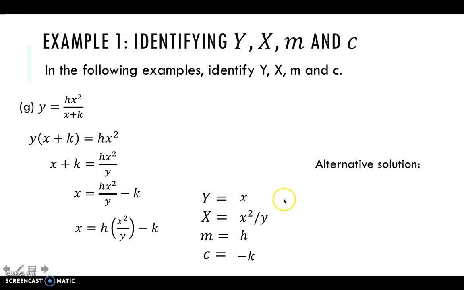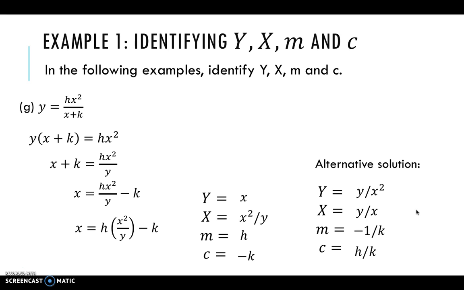Now there's an alternative solution to this. I'll leave you to go and figure it out on your own. Take note of this. Try and convert this equation into a y over x squared against y over x linear line. So I'll leave you to think about this.